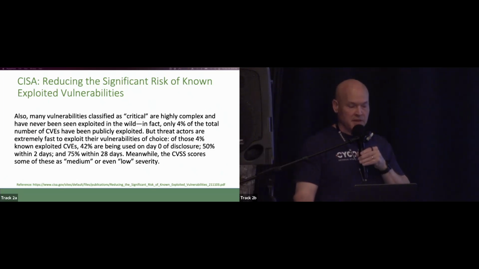So this one paragraph I'll share with you says: many vulnerabilities classified as critical are highly complex and have never been seen exploited in the wild. In fact, 4% of the total number of CVEs have been publicly exploited. But the threat actors are extremely fast to exploit the vulnerabilities of choice. Of those 4% known exploited CVEs, 42% are used on zero day disclosure, 50% within 2 days, 75% within 28 days. Meanwhile, the CVSS scores of these are medium or even low.